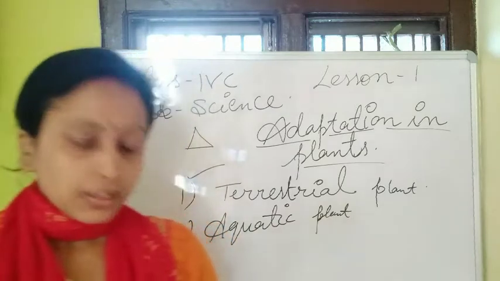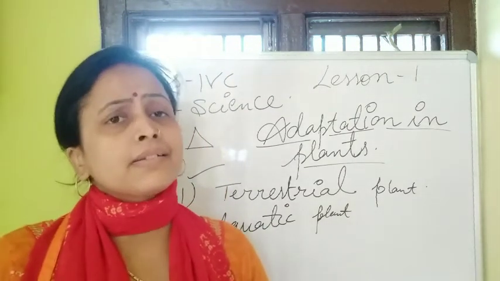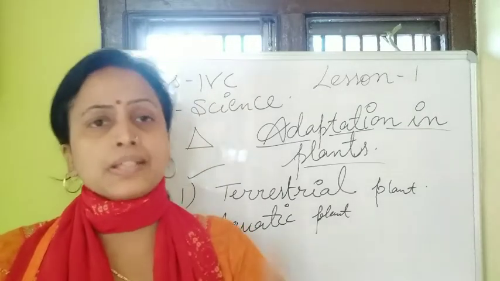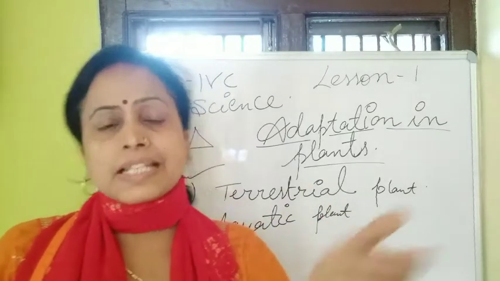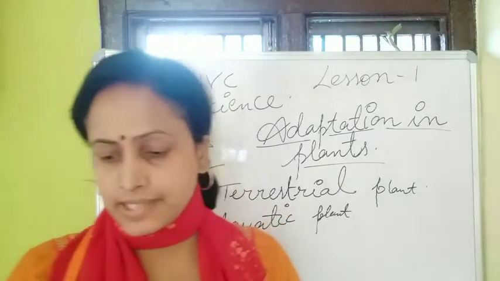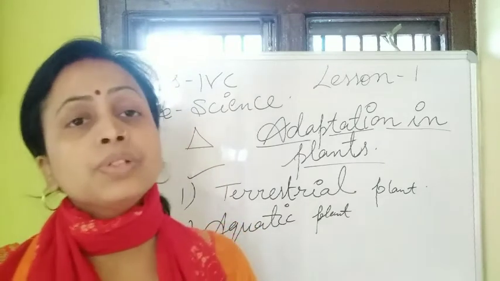So, this structure is there. That is why the trees are in a conical shape. Why? Because when there is snowfall on the hilly area, it can slide down easily and slide off their branches.